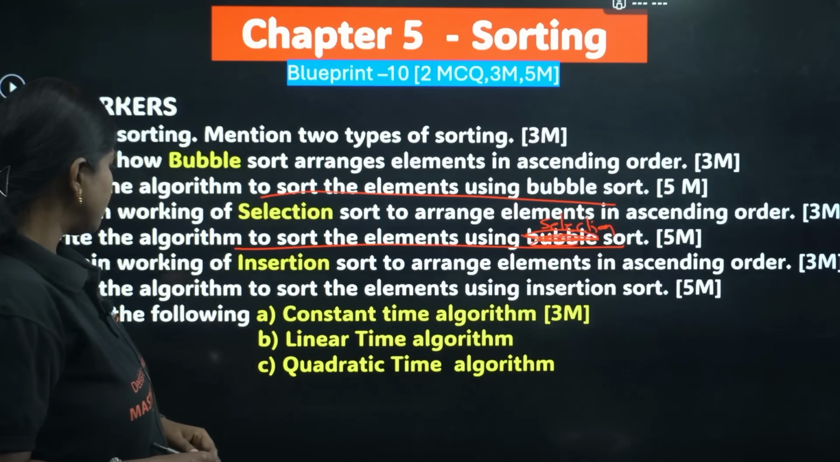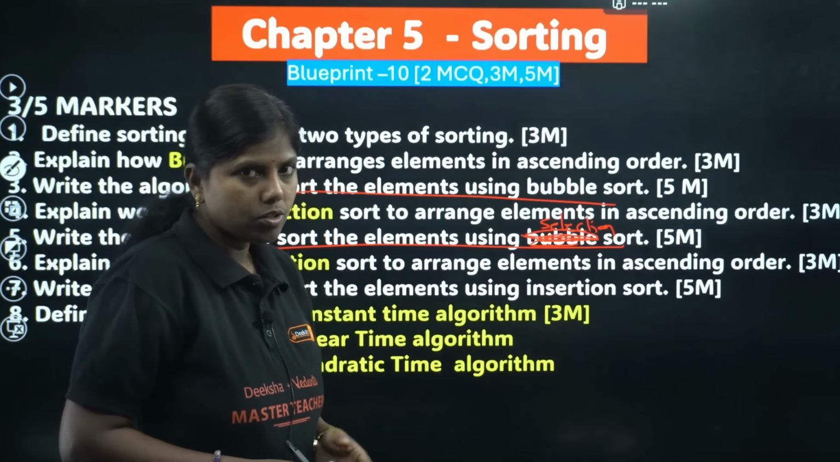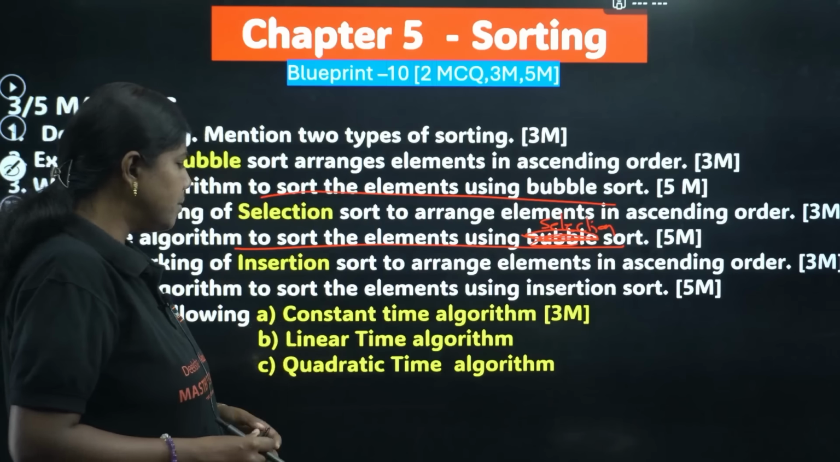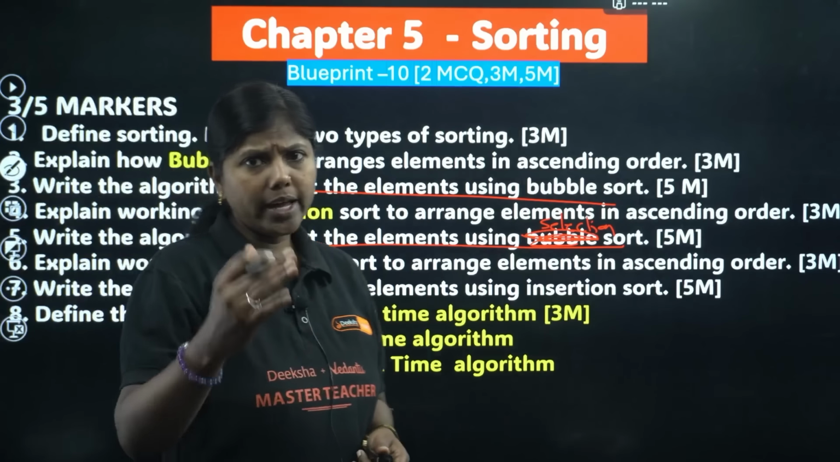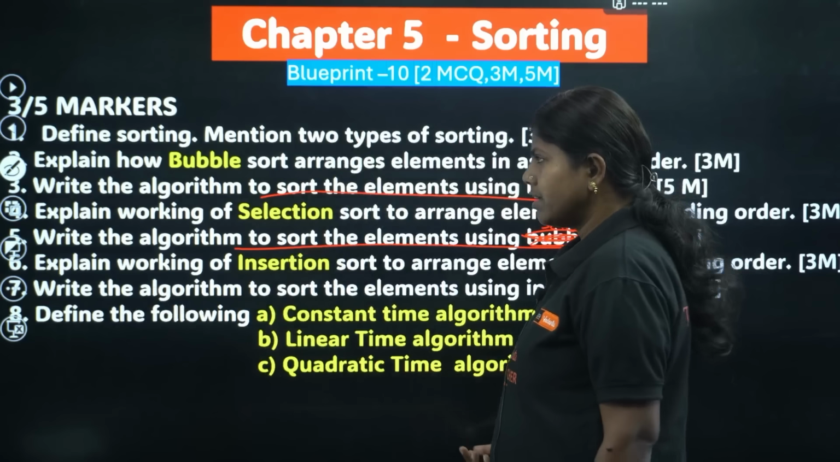So what is the next question they may ask you? This is for sure for 3 markers. That's going to be: what is a constant time algorithm, then linear time algorithm and quadratic time algorithm, and what is time complexity. Time complexity with respect to these algorithms they may ask you.